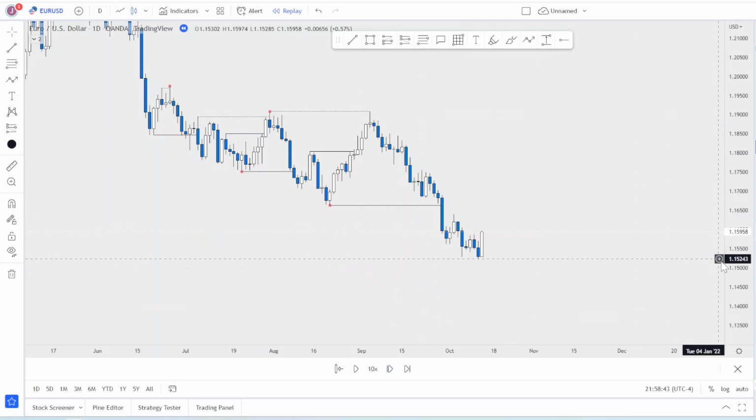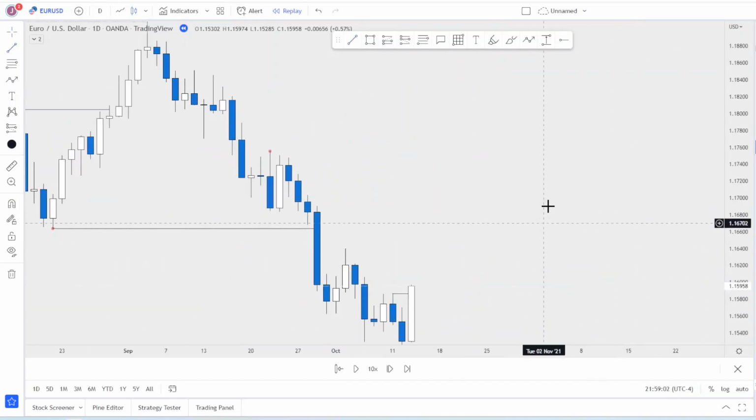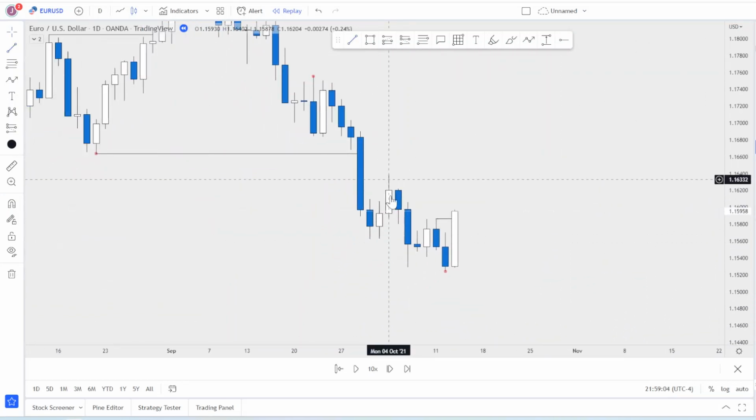Okay, so now where I would like to draw my range high from is here, where it started this big push down. And why is that the high and that the low? Because we had the break in the opposite direction. So if I zoom in quickly here, we had a high that broke the low, and then it broke higher. Okay, so that's our trading range now.